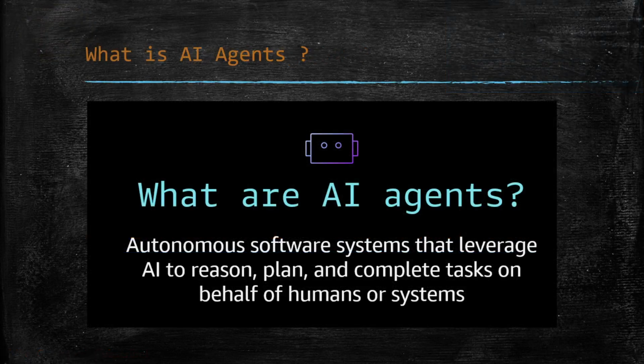So, what are AI agents? An AI agent is an automation software system that leverages AI to reason, plan, or complete tasks on behalf of humans or systems. It's pretty simple. Every organization is now revamping their applications and processes, building agentic AI supported applications, which makes for full automation in product delivery.